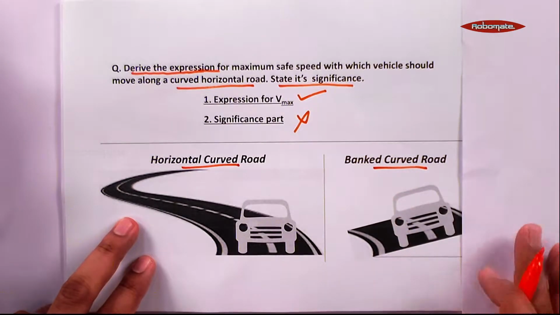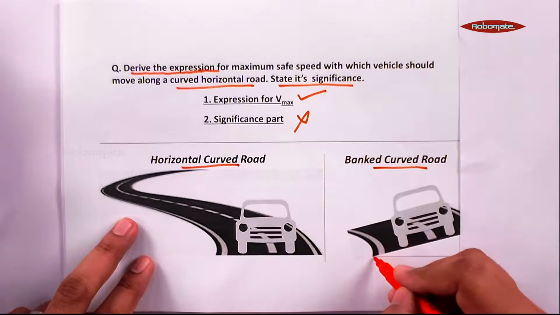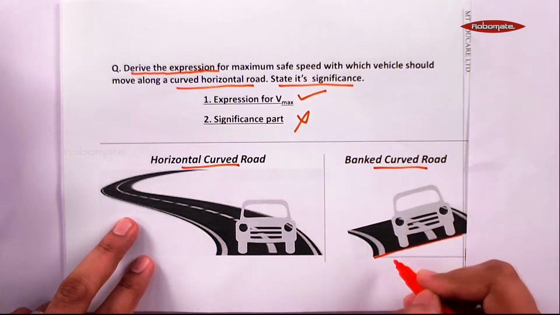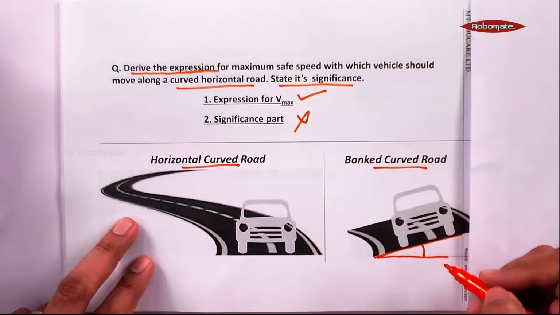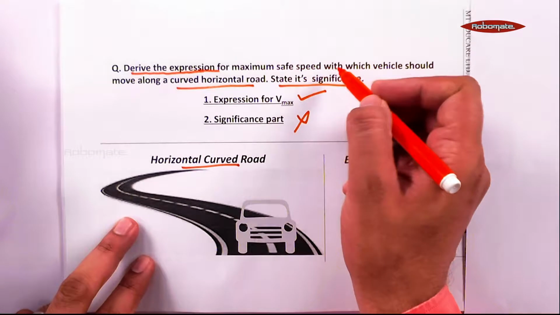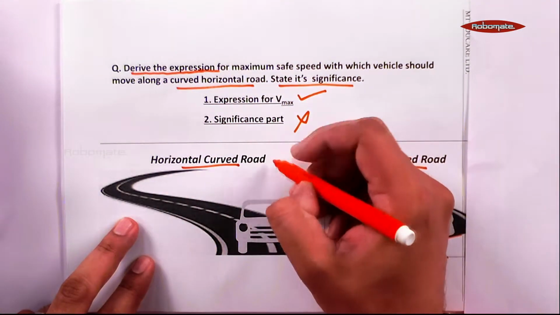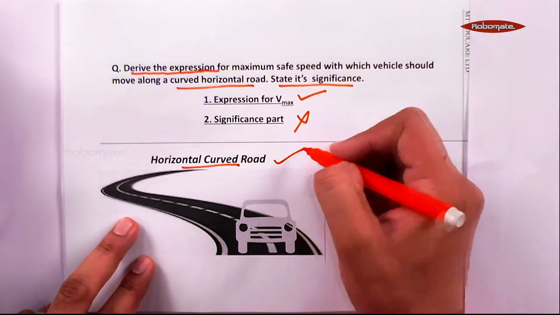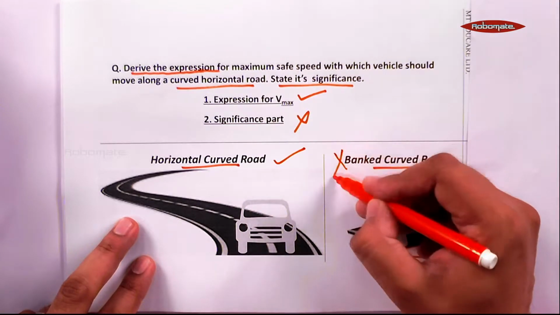When I say banked road, you can understand like this is the banked road, right? So, the vehicle you can see is elevated. The road surface is slightly elevated with respect to the horizontal surface. This is nothing but called as banking. So, read the question again and understand. They are saying maximum safe velocity for a vehicle moving along a curved horizontal road. So, you need to derive an expression for this condition and not for this condition.